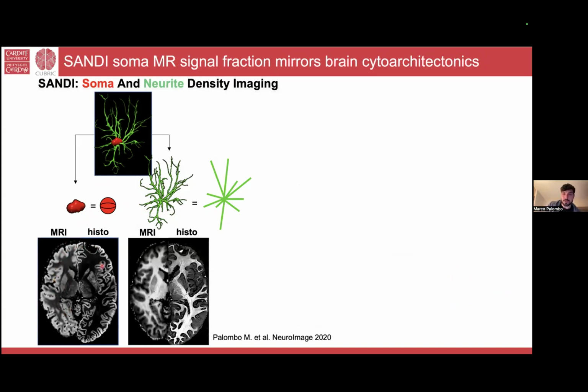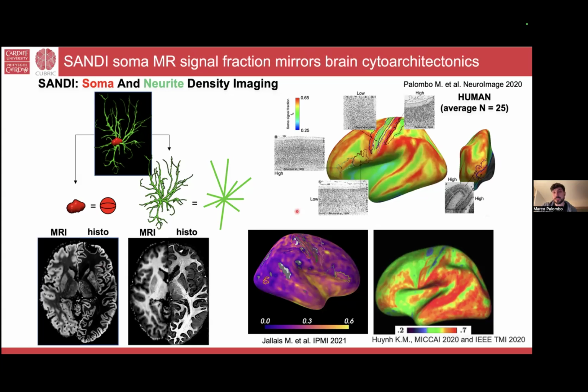And we show that there is a remarkable contrast with the known cytoarchitecture of the cortex, and this has been replicated in different centers using the Connectome, for example, the MGH in Boston.